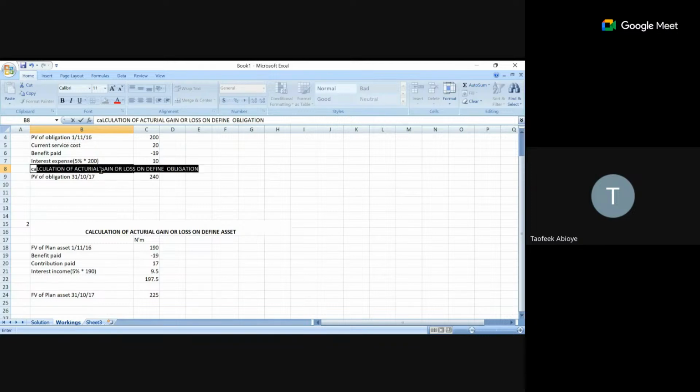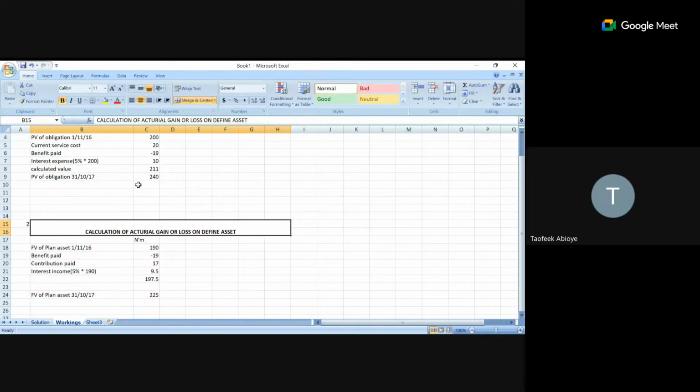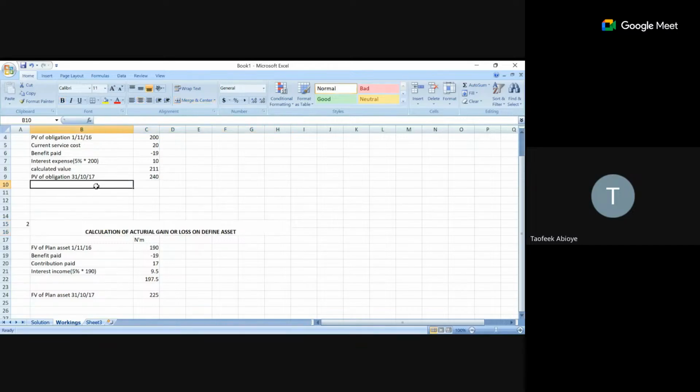But in exam, don't let everything scatter. Let's call it calculated value, because if you call it expected value, another wahala can happen. So calculated value is 211. So now you compare. Let's look at it together. Is it actuarial gain or loss? Our obligation is 211. Now the professional told us the fair value, the present value, is 240. Is it actuarial loss or gain? Loss. Very straightforward.